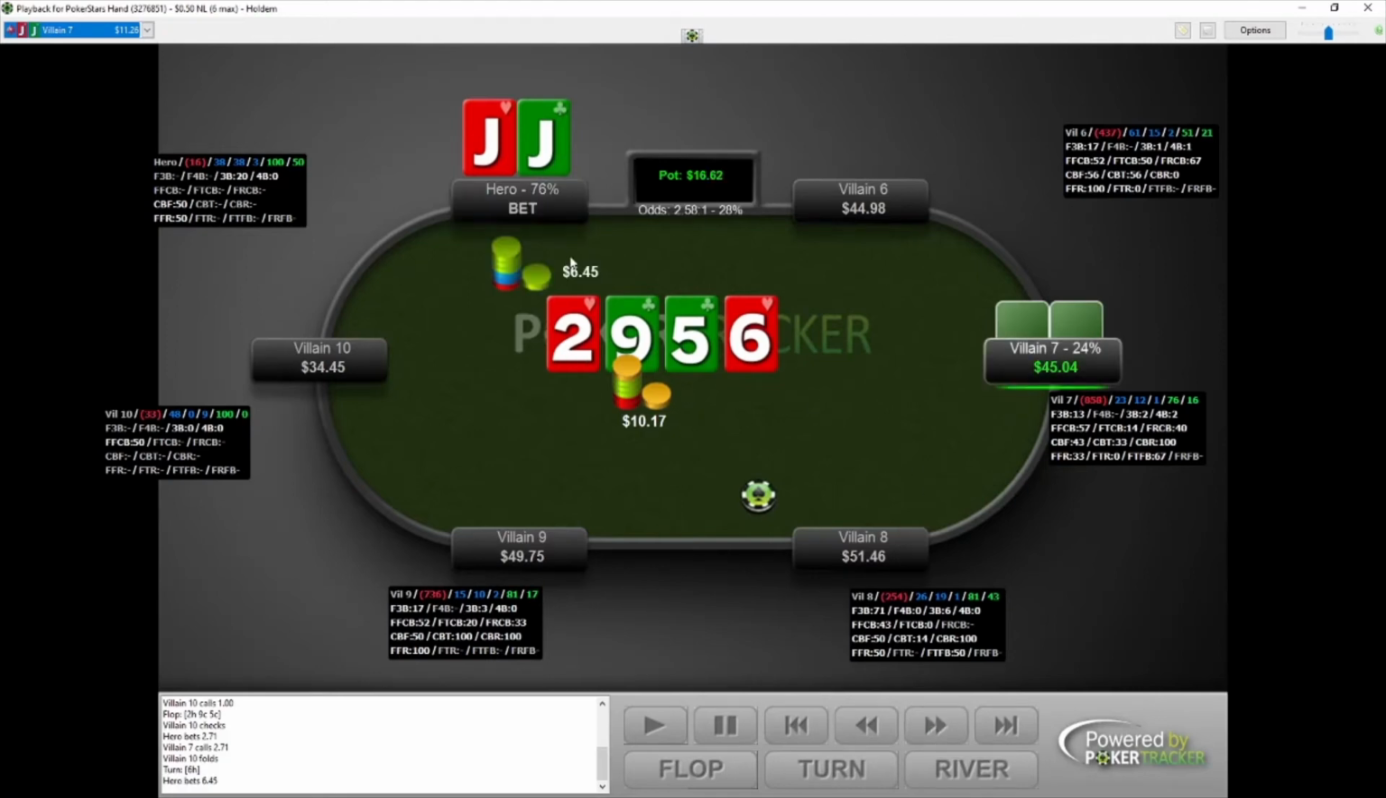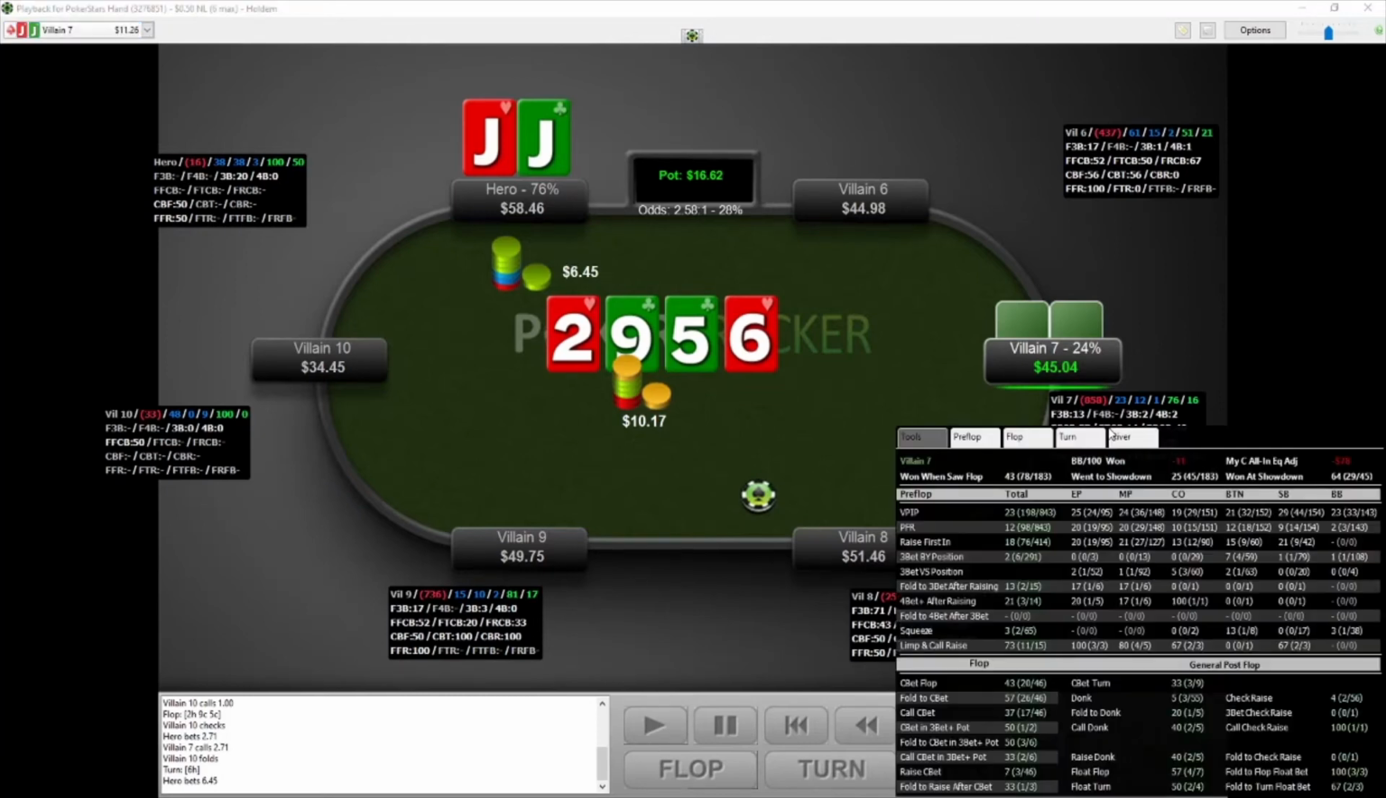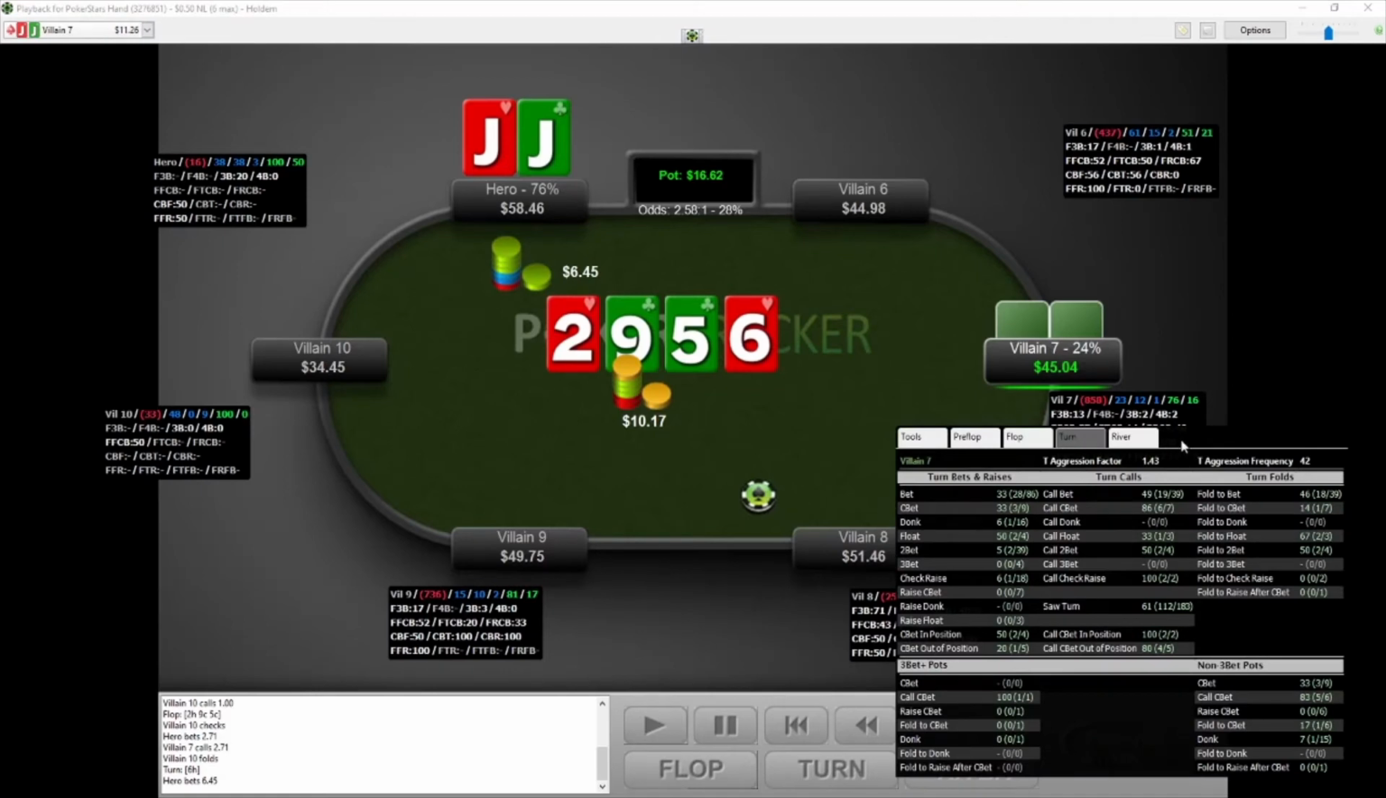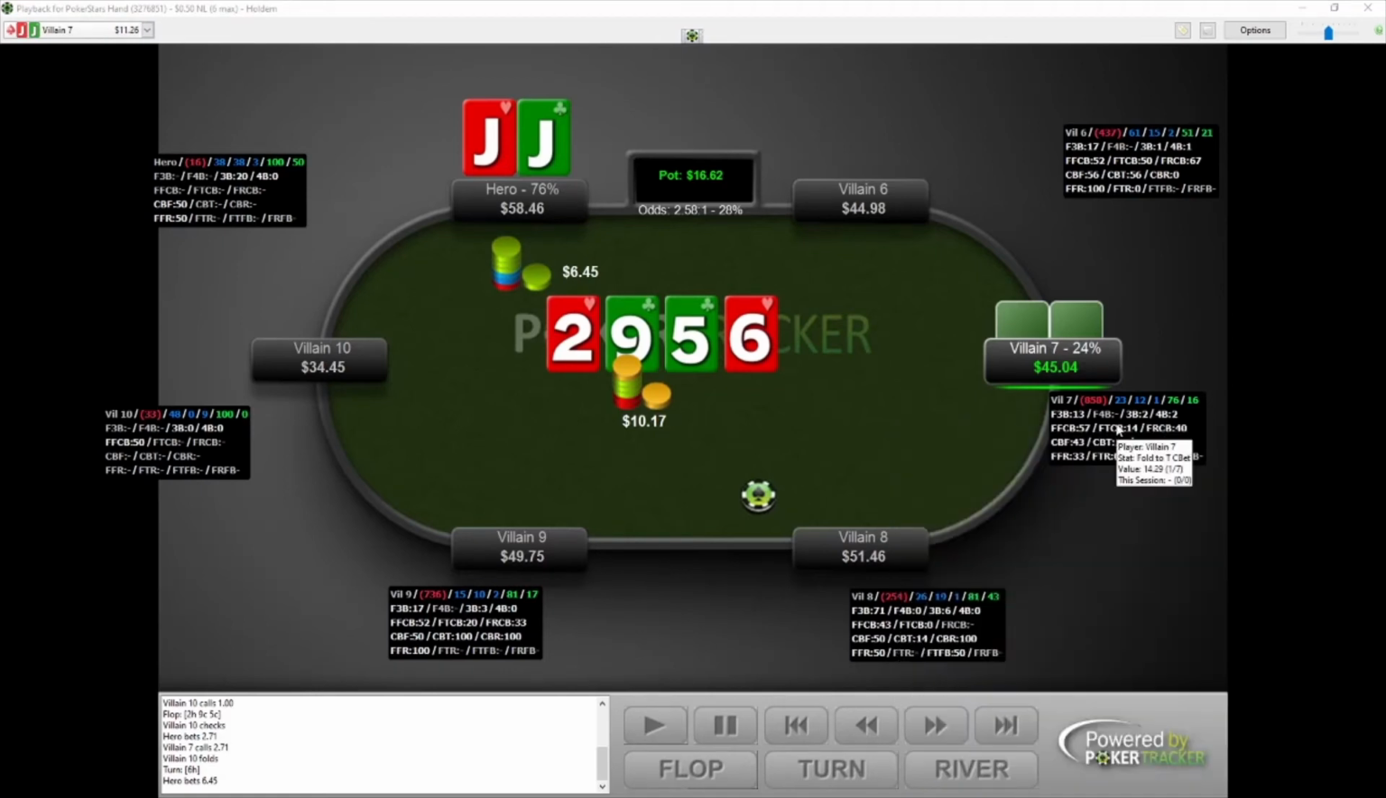I make a standard turn c-bet, thinking there's plenty of value to get from this guy. He doesn't fold to a turn c-bet very often. He doesn't fold to a turn bet very often in general. I don't have the hugest sample size on this stat.